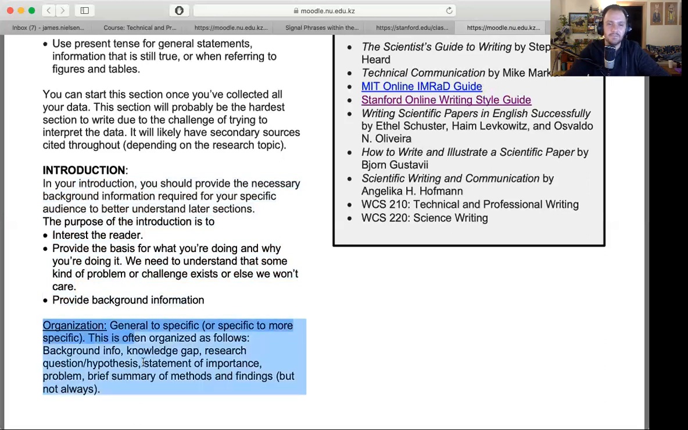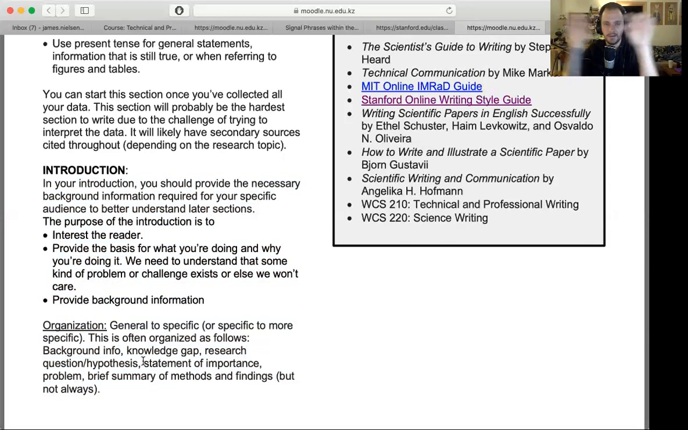But organization. With the introduction, organization goes like this. We start off general, kind of wide right here up at the top, right? And as we read through the introduction, we get more and more specific information, more and more and more specific, okay? And so it's this inverse pyramid, okay? It's a funnel or a cone or whatever you want to call it.